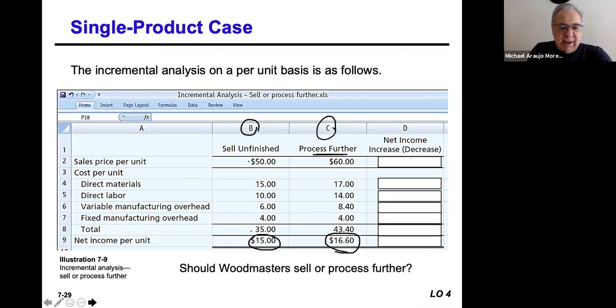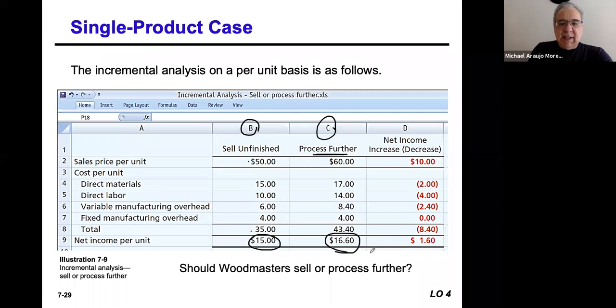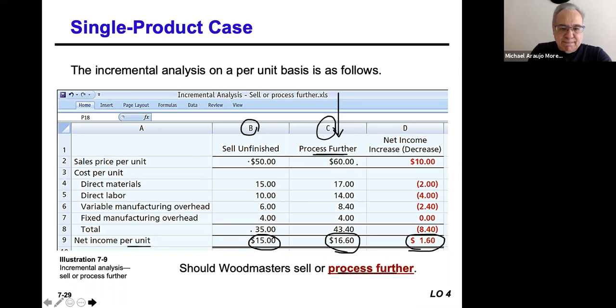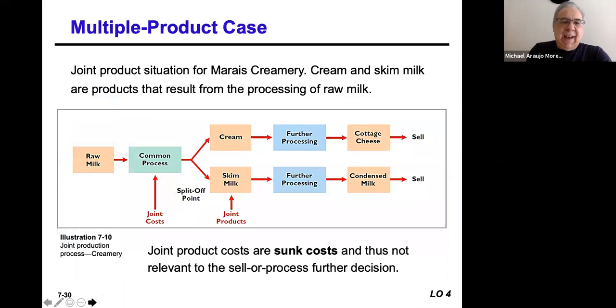So when you do the analysis here, it looks like it's a good idea to process this further and sell it for 60 bucks, because in essence, our net income would increase by $1.60 per unit. So should they sell or process further? Definitely process further.